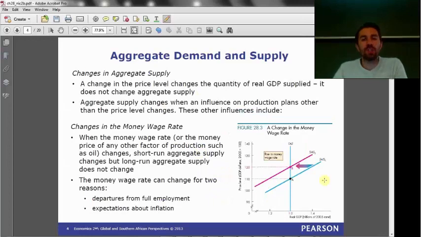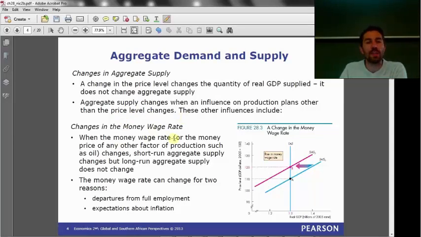So if we have a shift in the short run aggregate supply curve, how does that come about? A change in the price level changes the quantity of GDP supplied, but it doesn't change the entire aggregate supply relationship. Aggregate supply changes when an influence on production plans other than the price level changes. In other words, what happens when there's a change in the money wage rate?